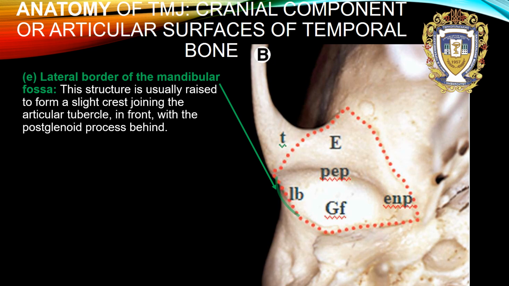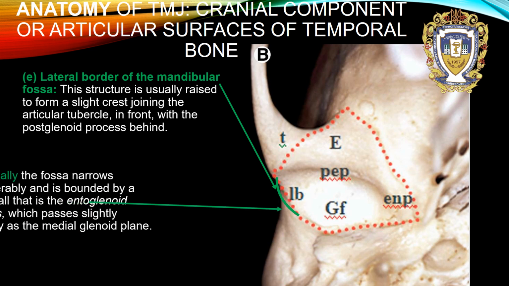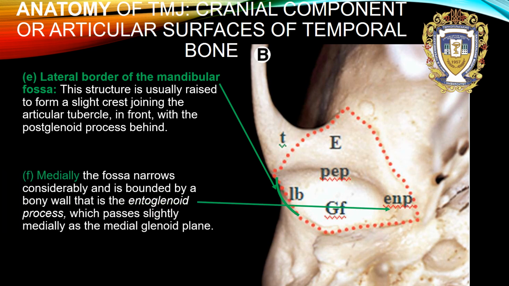Lateral border of the mandibular fossa. This structure is usually raised to form a slight crest joining the articular tubercle in front with the postglenoid process behind. Medially, the fossa narrows considerably and is bounded by a bony wall, that is the anteglenoid process, which passes slightly medially at the medial glenoid plane.